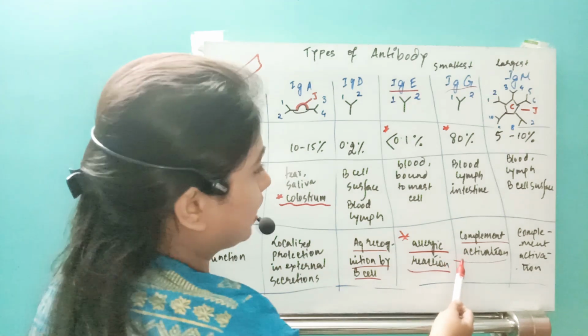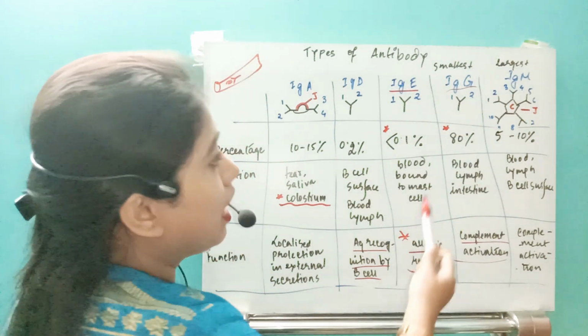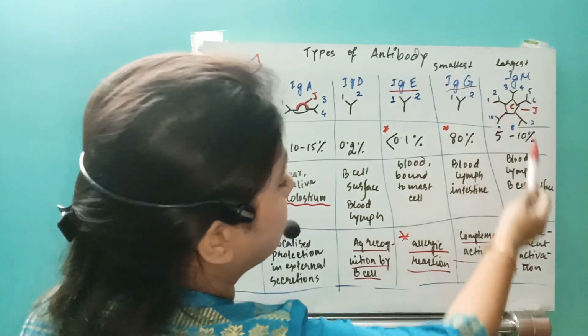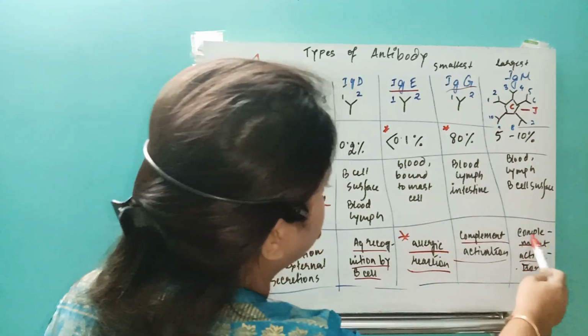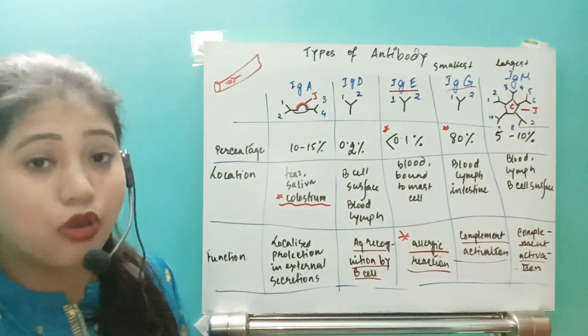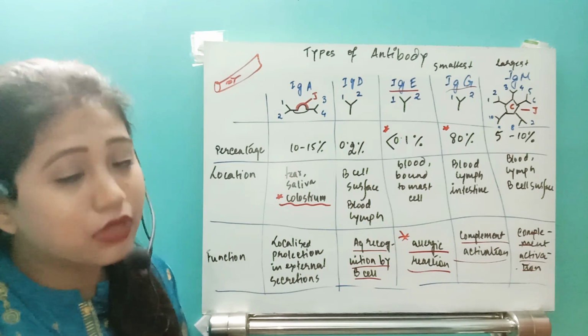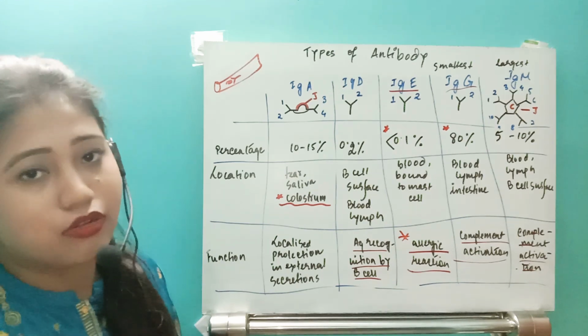So complement activation, the complement system will be activated by IgG as well as IgM. Okay. So that is all about the different types of antibodies and their function. All of these things are going to be very important. You have to write and remember them also.